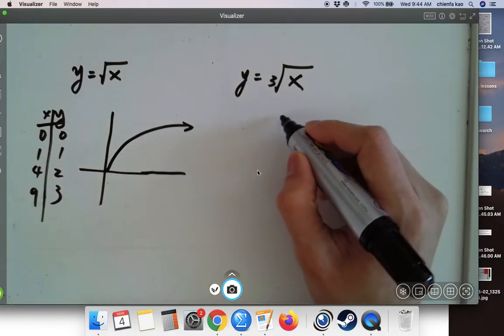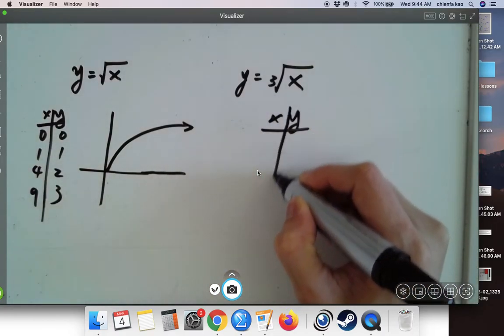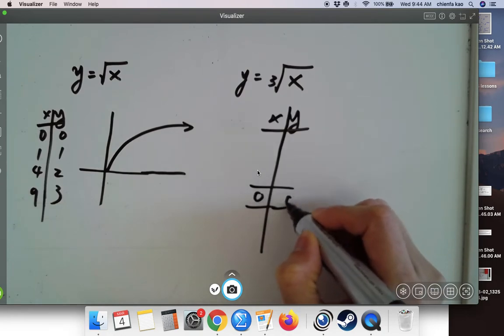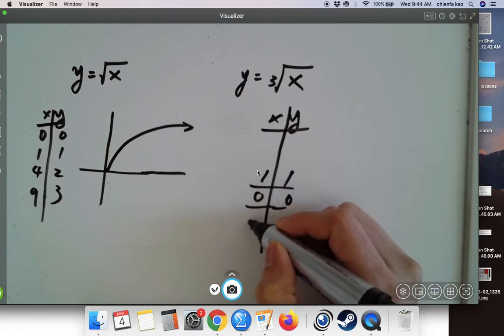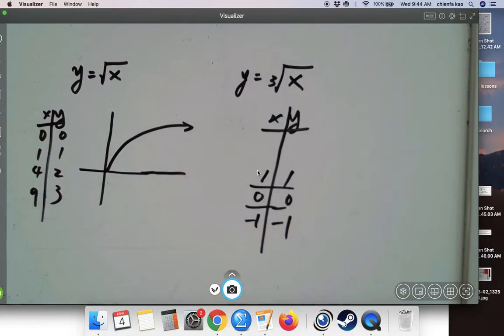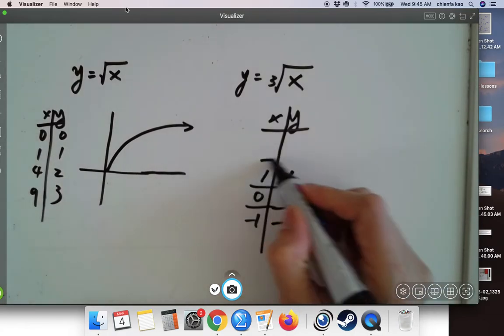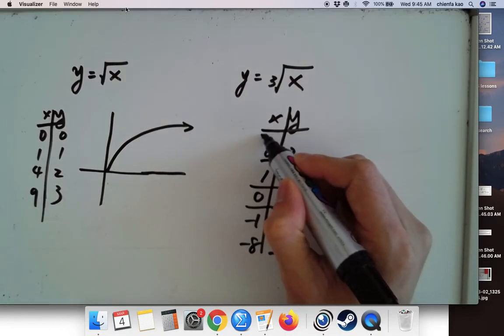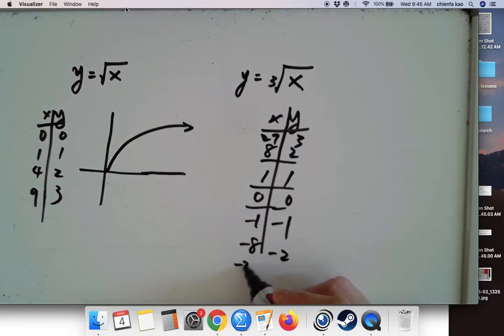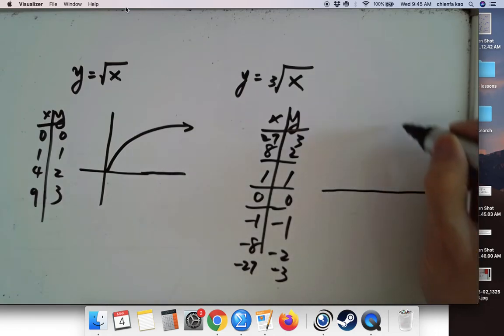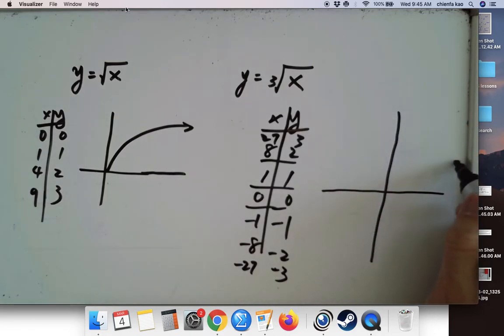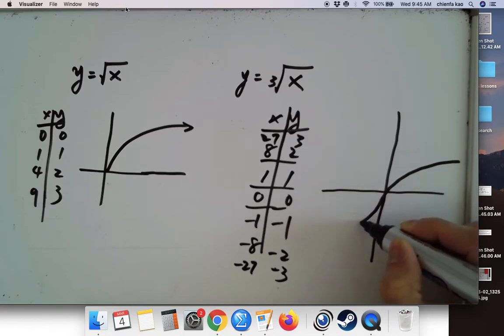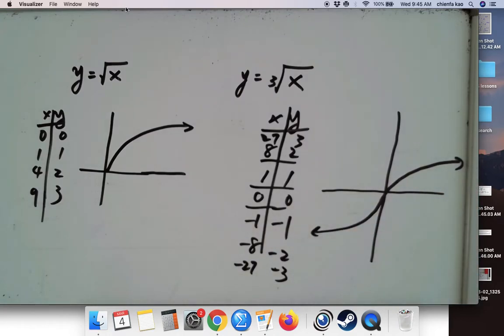Okay, let's take a look at this one. This time is different. 0, 0, 1, 1, -1, -1. Cubic root, you can have negatives. Okay, 8, 2, -8, -2. 27, 3, -27, and -3. If we graph this, it will look like this.